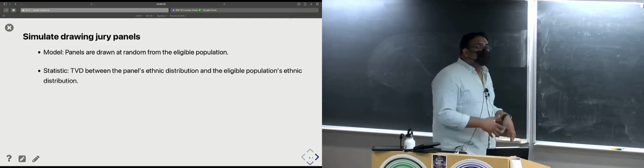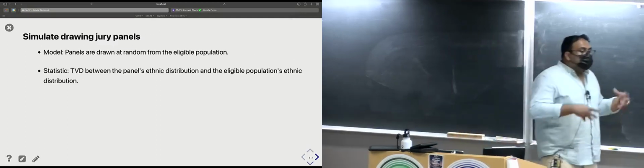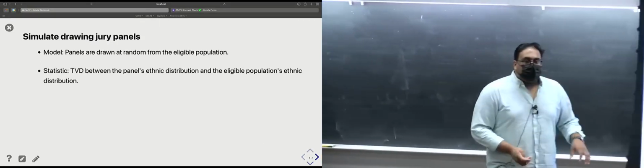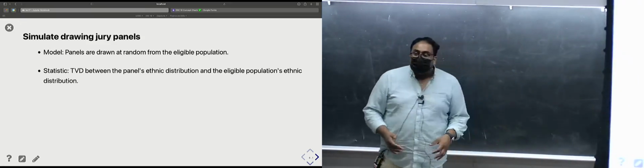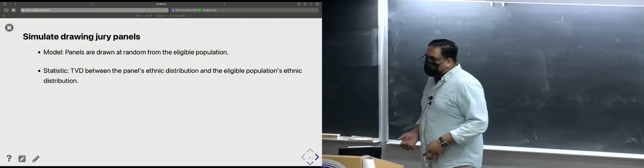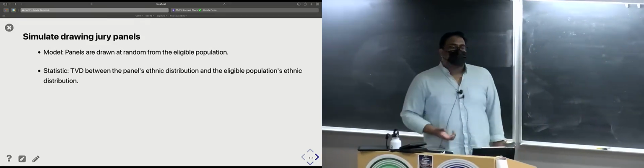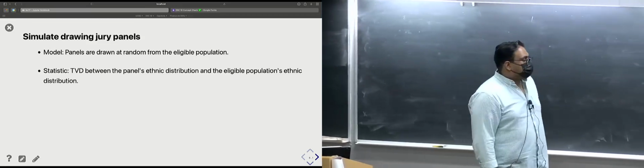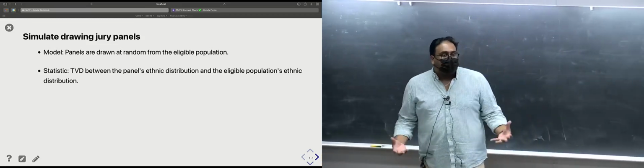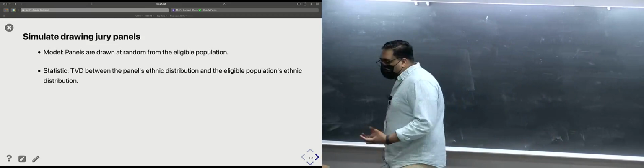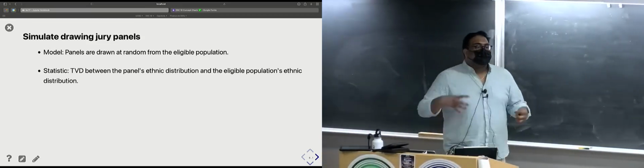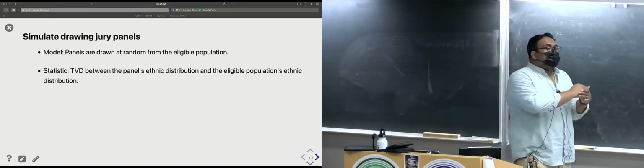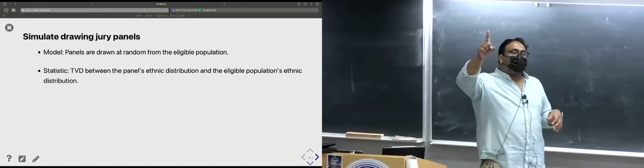And it's a test statistic, which means that we are going to compute it in each of our iterations of some sort of simulation. So what we're going to do is simulate data under the assumption the null hypothesis is true. And here the null hypothesis is that jury panels are drawn at random from the eligible population. So we take our eligible population, draw a sample from it, and compute the TVD between our random sample's ethnic distribution and the eligible population's ethnic distribution. That'll give us one test statistic.